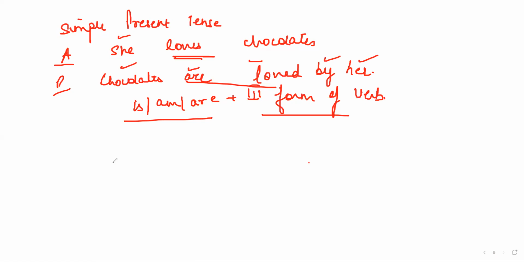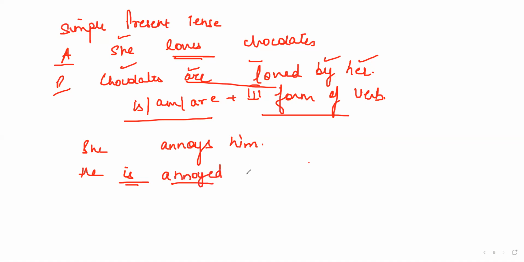Let us take one more example. She annoys him. I write it as he is annoyed. See, I've added is here. Annoyed is the third form of annoys. He is annoyed by, I've added by, and she becomes her. So he is annoyed by her. Clear? There can be an interrogative sentence also in simple present tense.